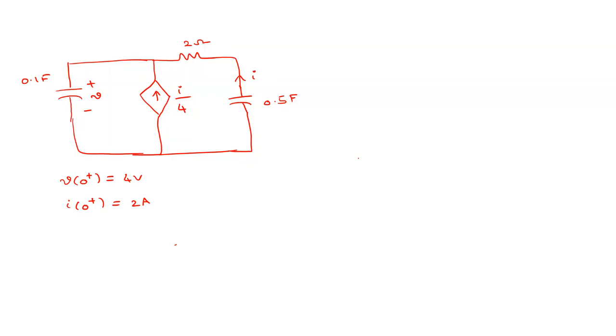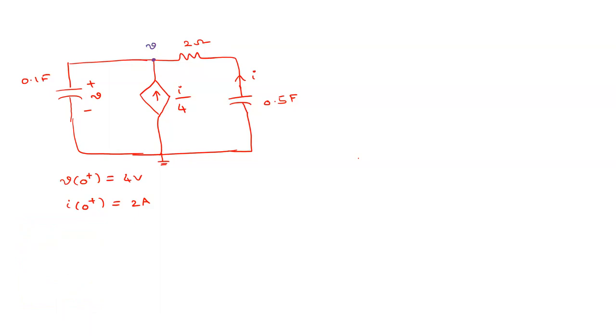So how do we solve this kind of problem? The first step: the initial conditions are already given, so there is no need to find them. What we have to do is find the characteristic equation of the differential circuit. Let us assume that this is ground. So what is this node voltage? This is V, right?